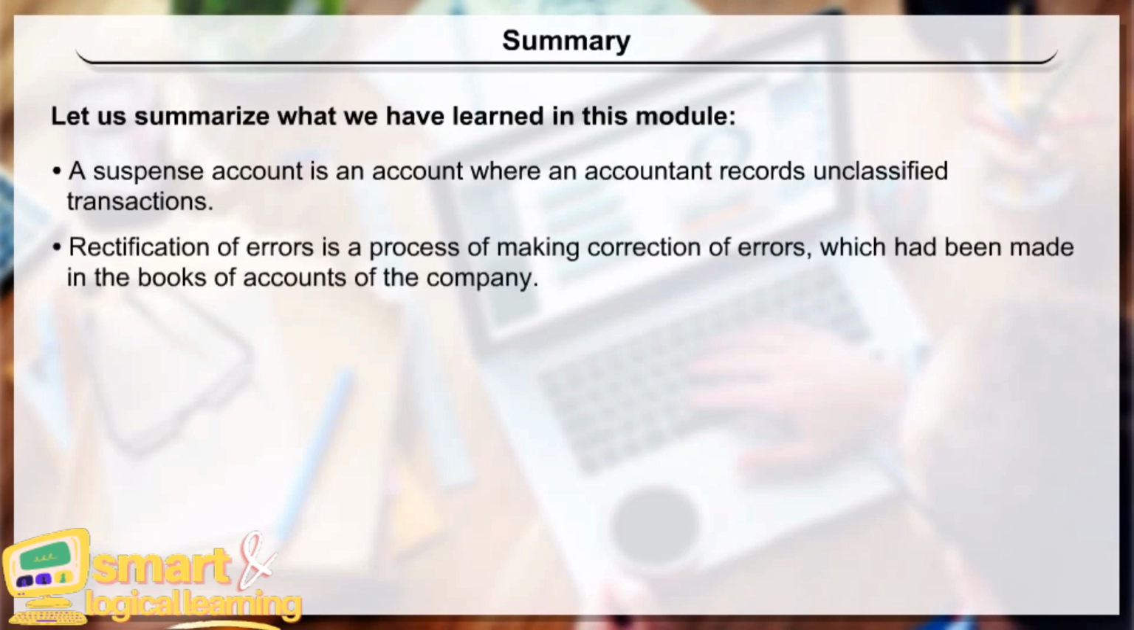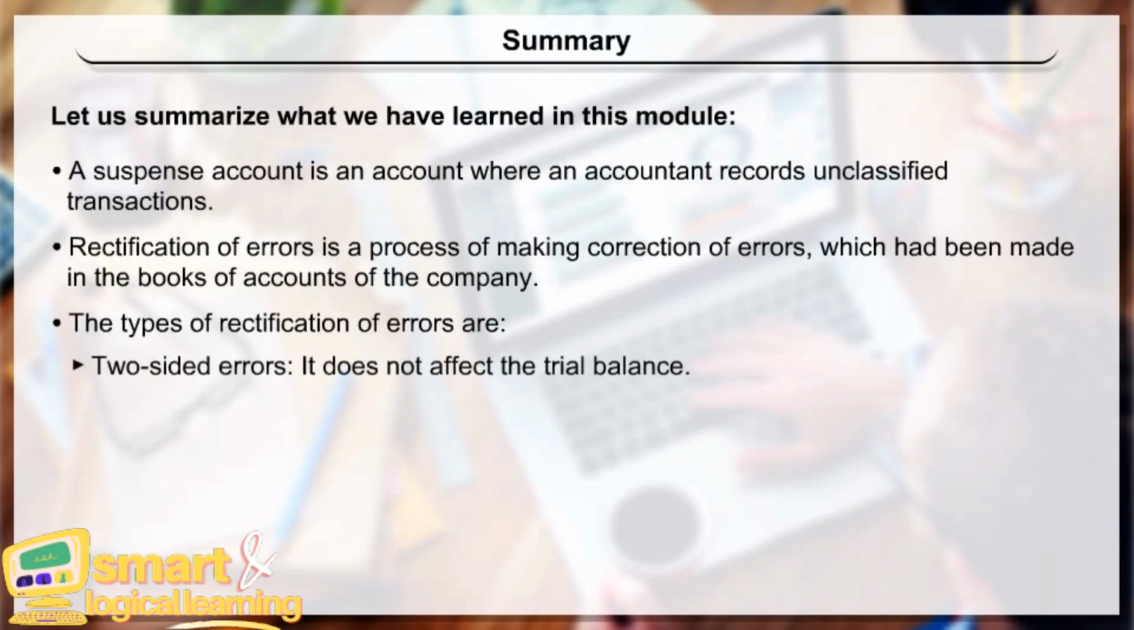Rectification of errors is a process of making correction of errors which has been made in the books of accounts of the company. The types of rectification of errors are: two-sided errors. It does not affect the trial balance.